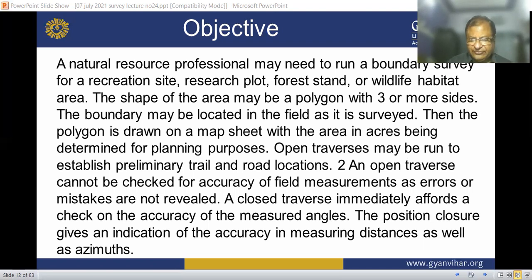A closed traverse immediately affords a check on the accuracy of the measured angles. The position closure gives an indication of the precision of the survey in terms of distance as well.